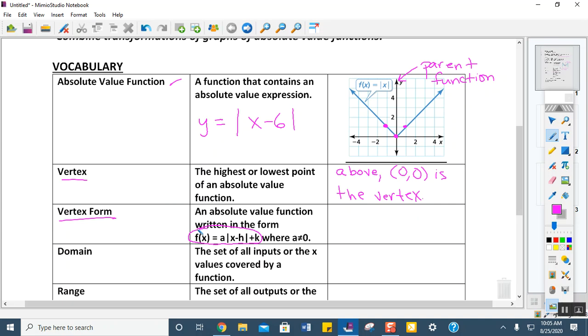Okay? Again, the key idea here is this: a, h, and k are all values or parameters that move the parent function. And we'll talk about that more here in a bit. But a, h, and k are values that are going to move the parent function.